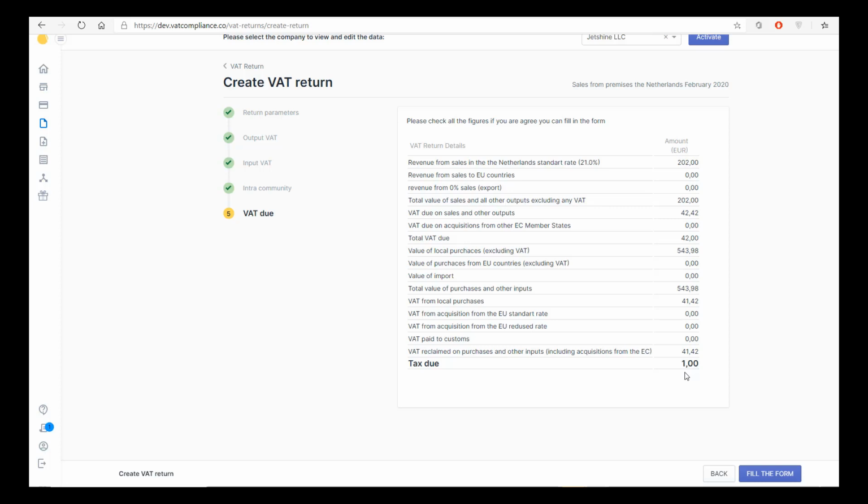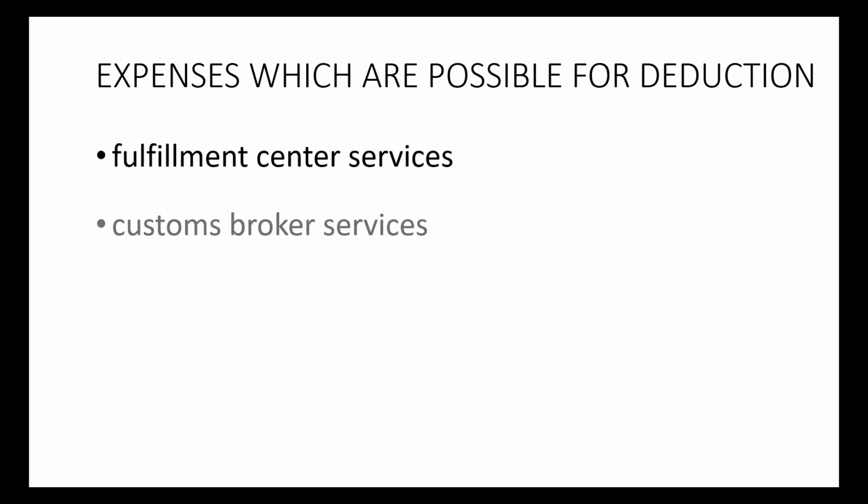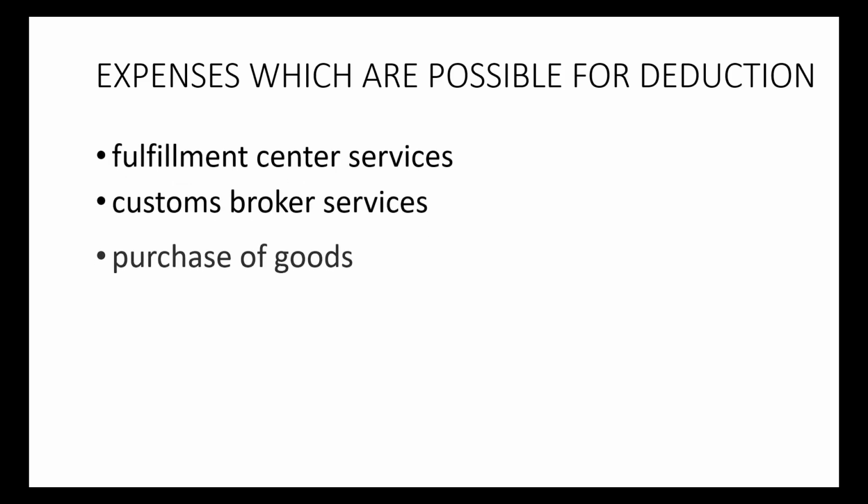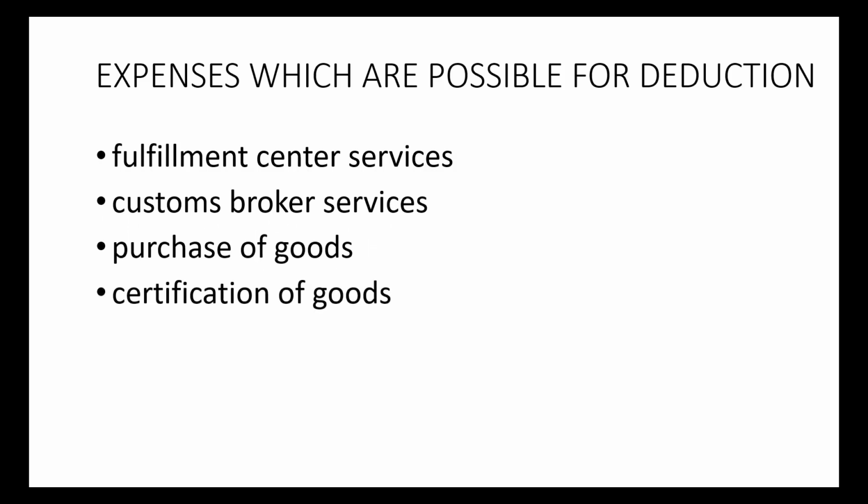To conclude, here are some examples of incoming invoices with expenses, which are possible for deduction. They are fulfillment center services, customs broker services, purchase of goods, certification of goods, advertising.